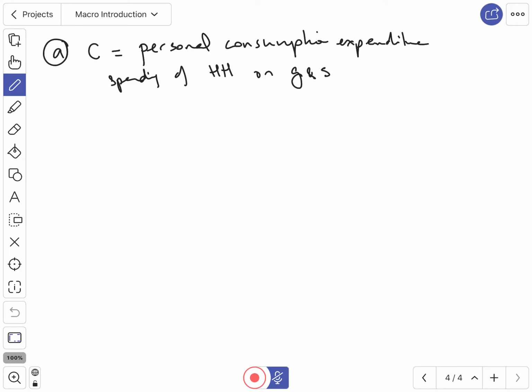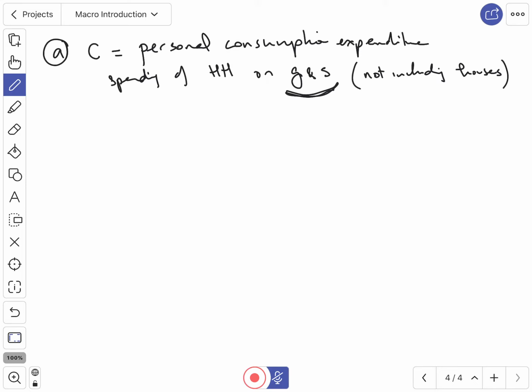Just make sure that whenever I say goods and services, we are not including buying houses, because if you buy a house, we consider this as related to our next type of spending, which is investment spending. So this one does not include houses. Houses are not there.